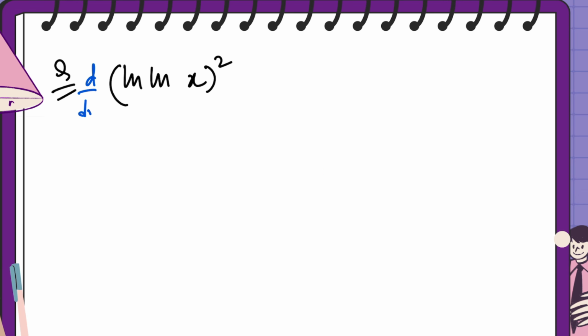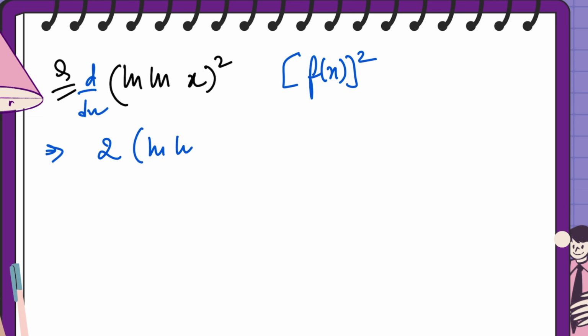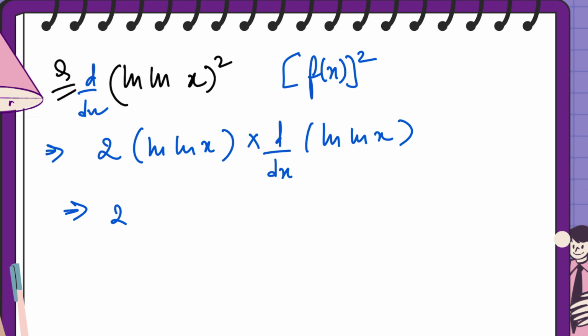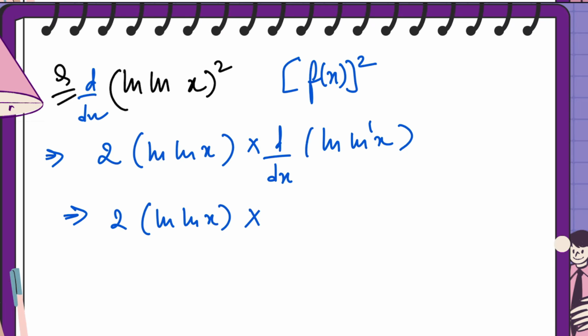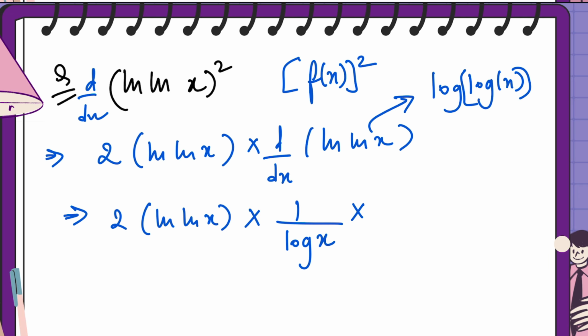Okay, d by dx of this. Now see how to solve this. Differentiation of this function is 2 into log of log x, right, into d by dx of log x. So this will be 2 into log of log x into, now d by dx of this is log of log x. Okay, so this will be 1 by log x into d by dx of this inner function. So I can directly write 1 by x.